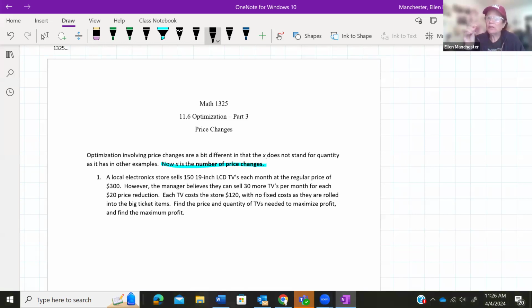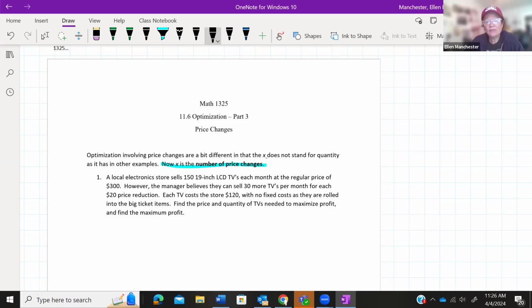That's going to be really important, that you understand that the X on these price change ones does not represent the number of items. It represents the number of price changes. And you'll know on the test which one is the price changes because the prices change. That's how you know you're changing what you're looking at.